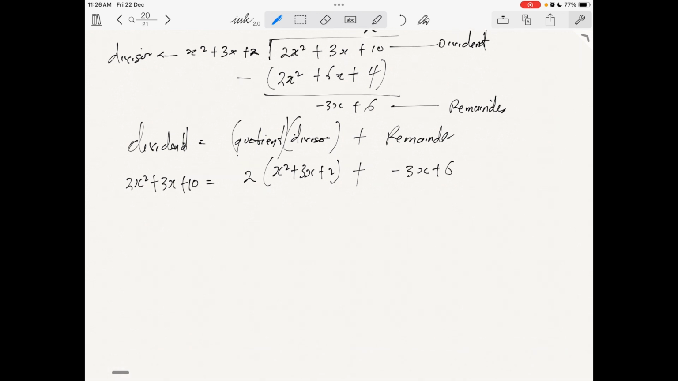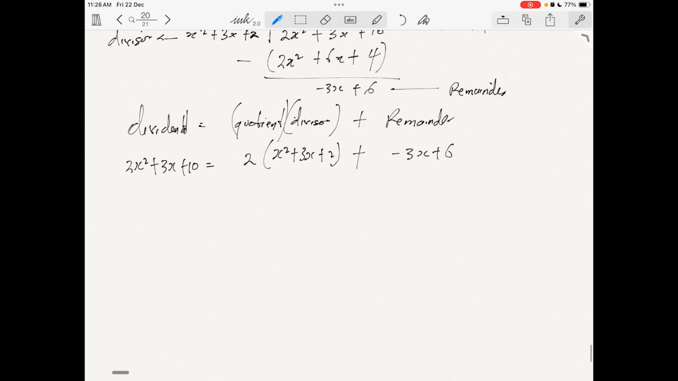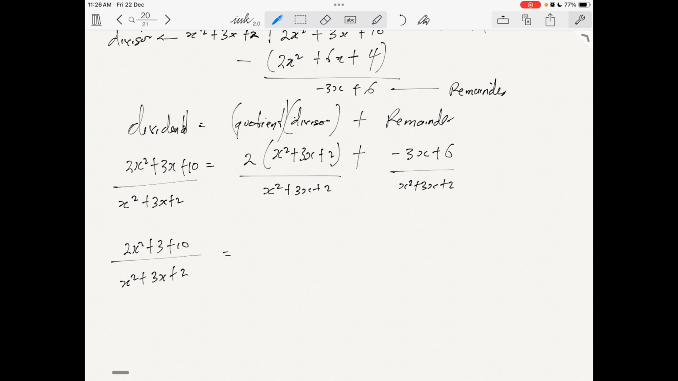Now let's divide both sides by our divisor, that is, divide both sides by x squared plus 3x plus 2. So with this we have 2x squared plus 3x plus 10 divided by x squared plus 3x plus 2 will give us 2 plus minus 3x plus 6 divided by x squared plus 3x plus 2.